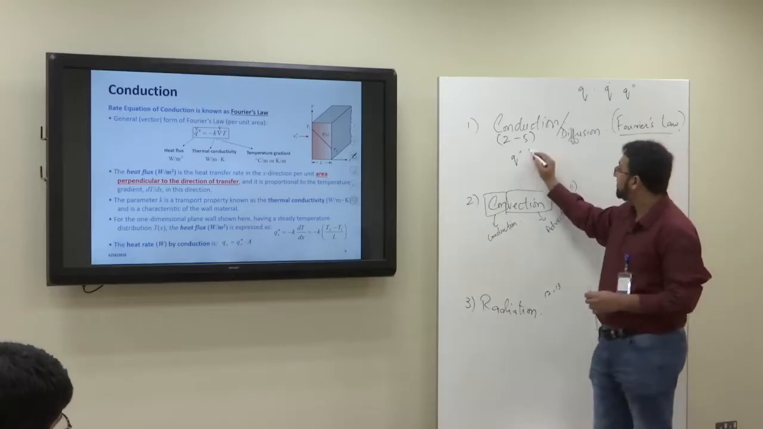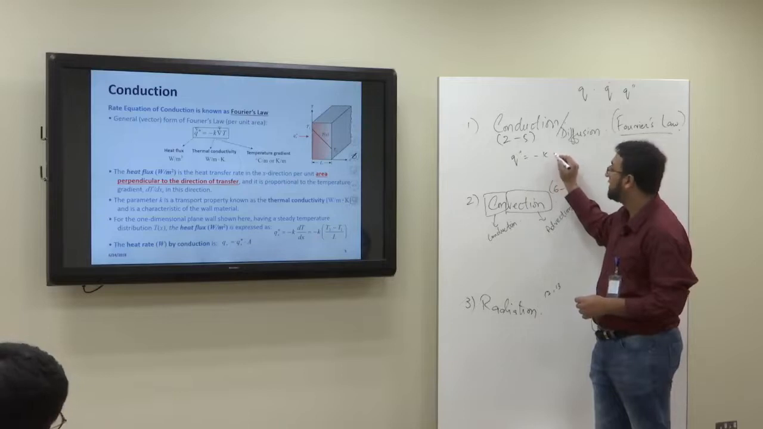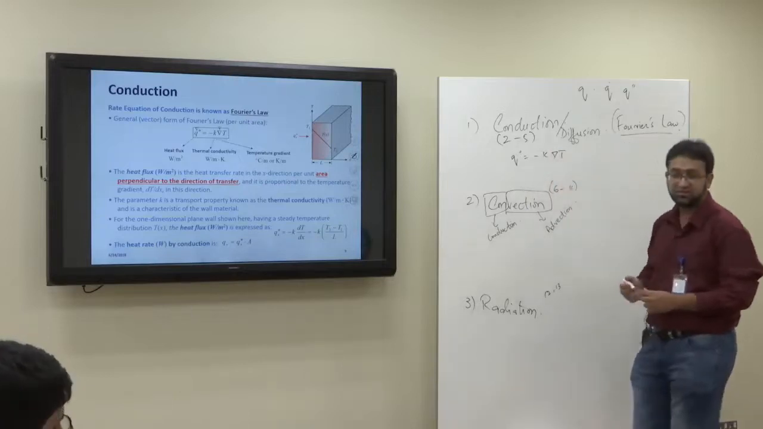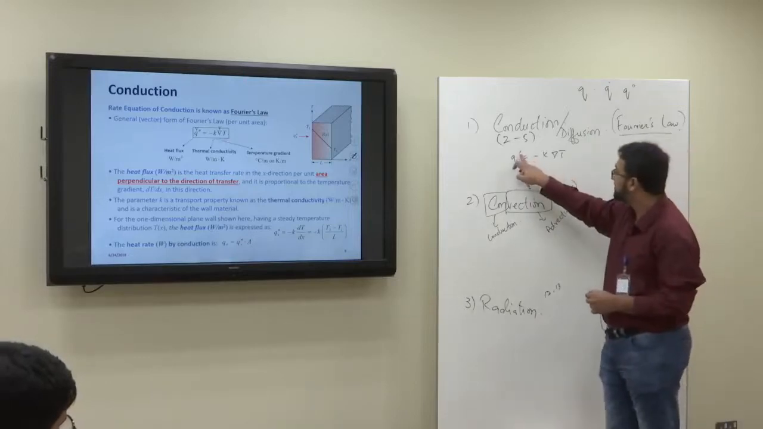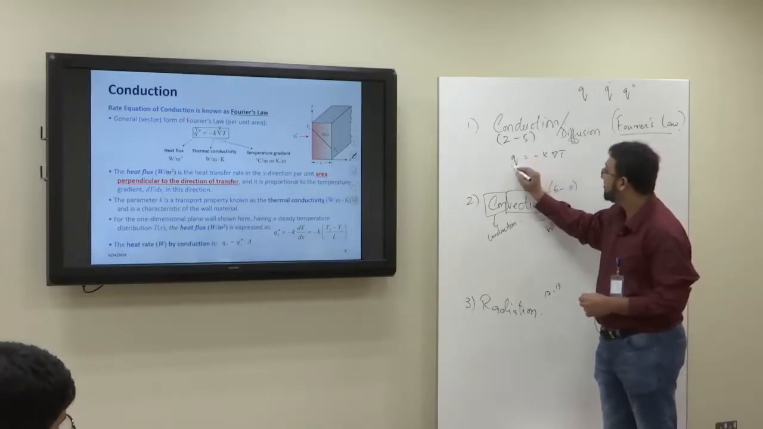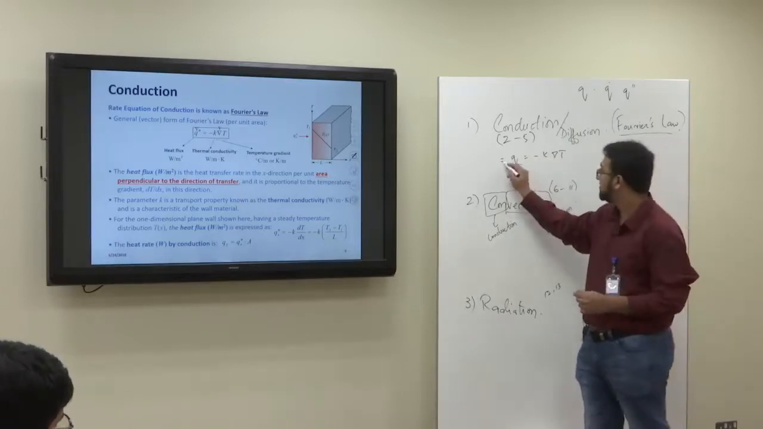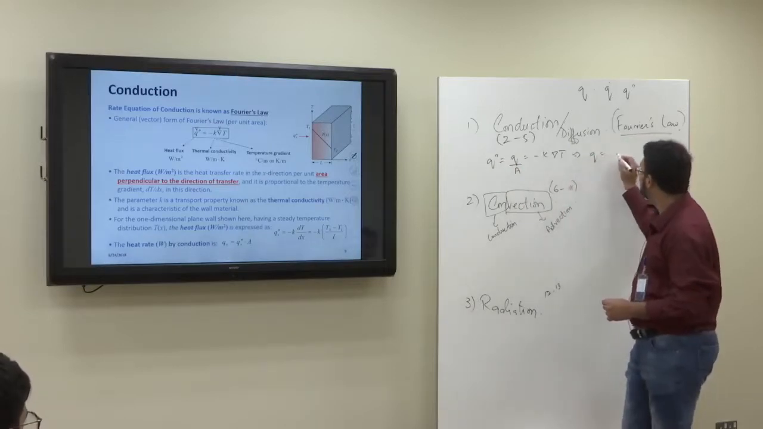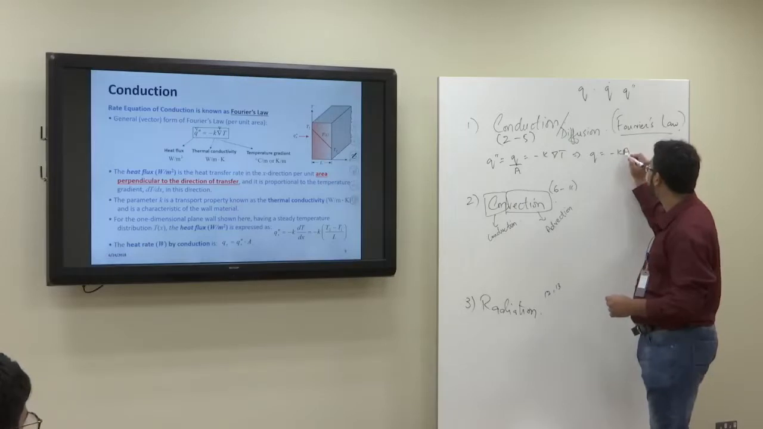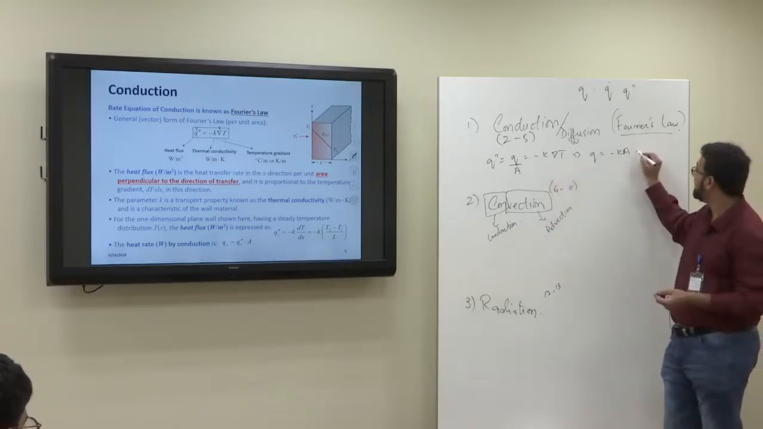So Q double dash, according to Fourier's law, is equal to negative K del T in the vector format, okay? Or Q double dash is basically equal to what? Q double dash is Q upon A. It's heat flux, right? So I can write that Q is equal to negative KA, and this was written in the vector format. In the differential format, I can write here dT by dx.